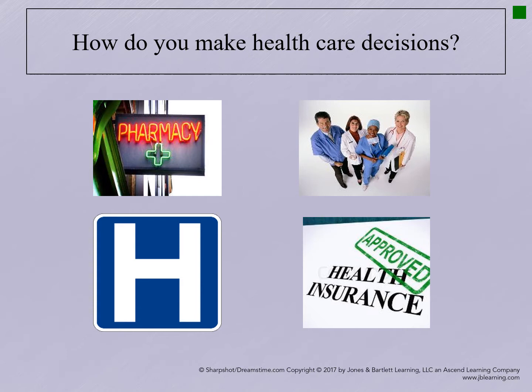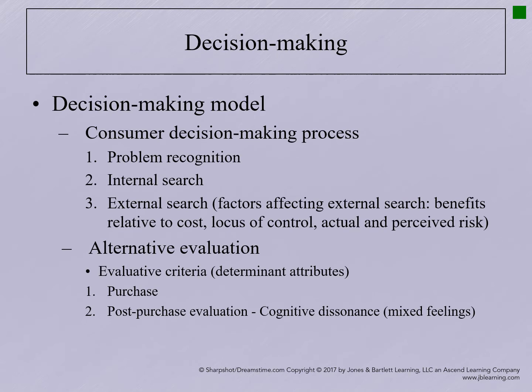How we might buy drugs at a drugstore, consume hospital services, choose a provider, and choose a health insurance company are all a little bit different. So we're going to look at what things might affect those different decisions. We're going to look at this decision-making model, and how consumers decide what it is that they want to buy.